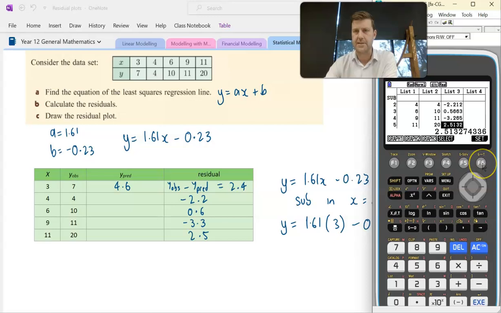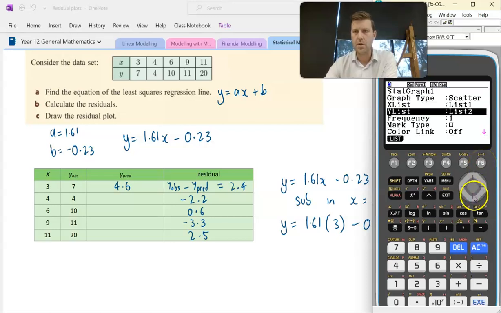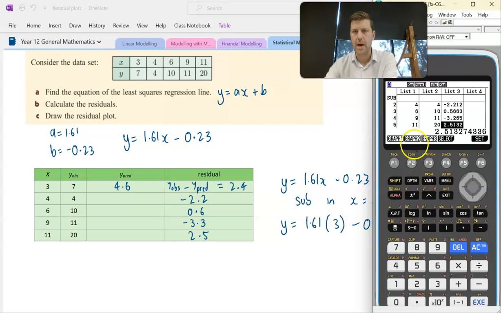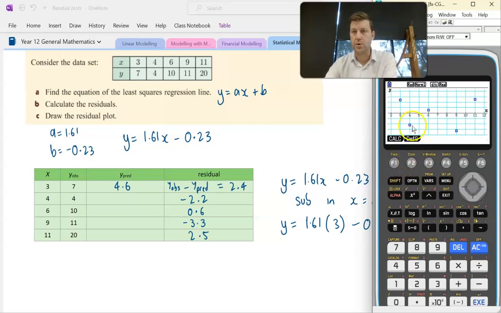Head into F6 to set your list 3 for graph 2. So I want to set this as graph 2 and change the Y list now to list 3. Okay, that will then show the residual plot, which is what we're being asked to do here in question C. So exit, and we draw graph 2. It'll look like this, okay? The x-axis will be horizontal, and those points will be either above or below, depending on whether there's a positive residual or a negative residual.